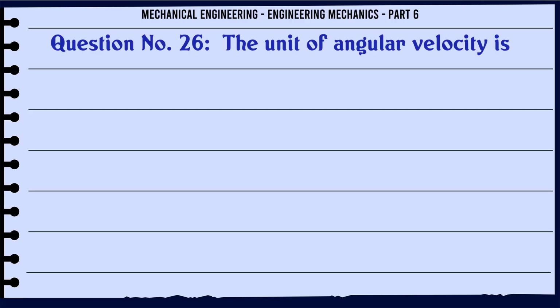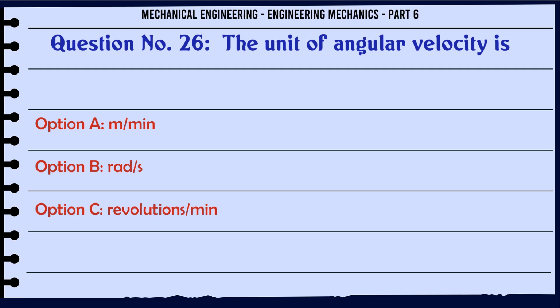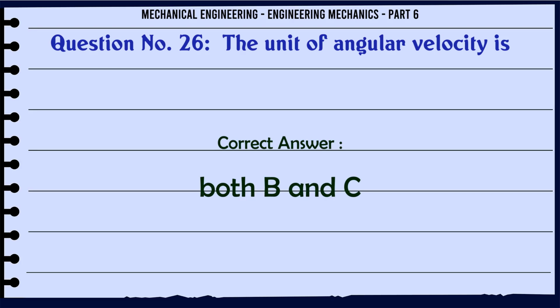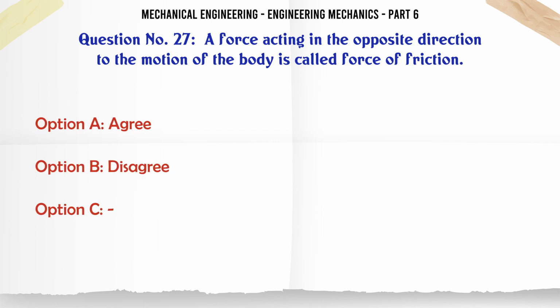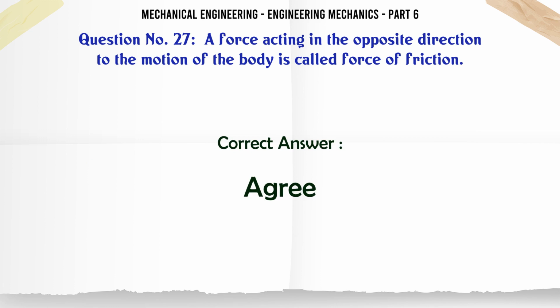The unit of angular velocity is A. m-min, B. rad s, C. revolutions min, D. both B and C. The correct answer is both B and C. A force acting in the opposite direction to the motion of the body is called force of friction. A. Agree, B. Disagree. The correct answer is agree.